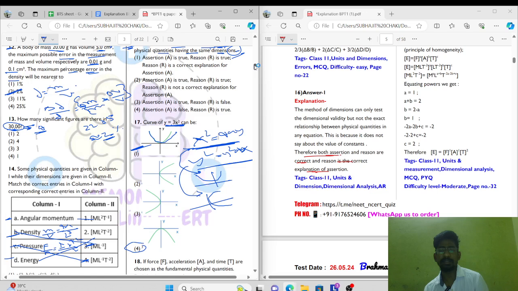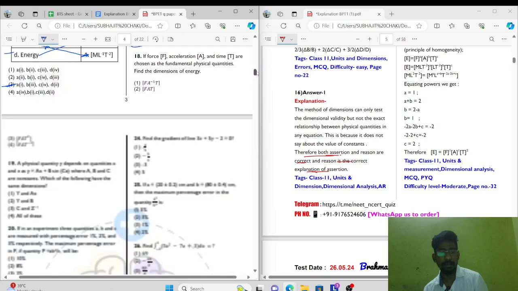Okay. Question number 18. Force, acceleration, and time are chosen as the fundamental physical quantities. Find the dimension of energy.